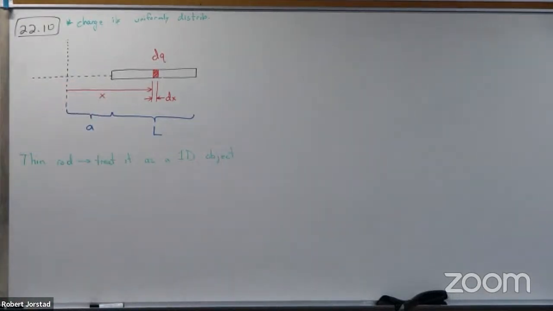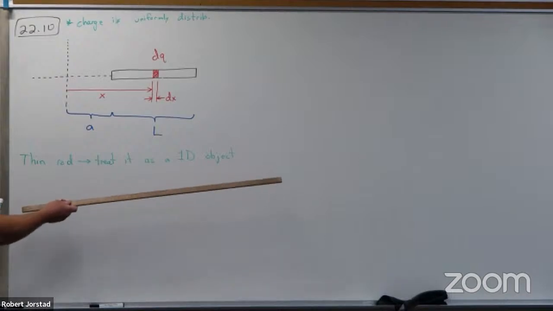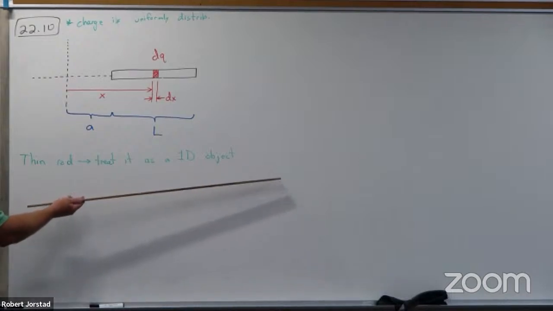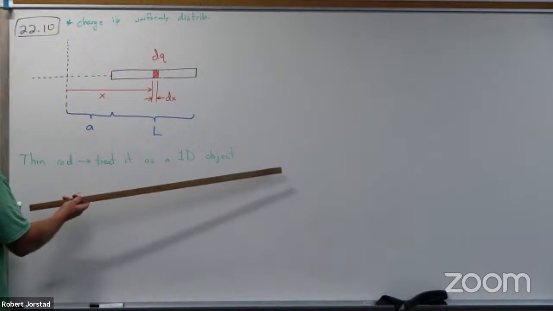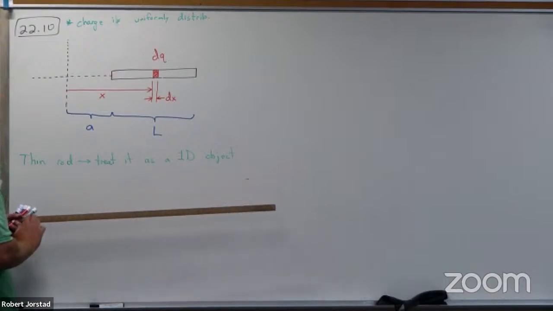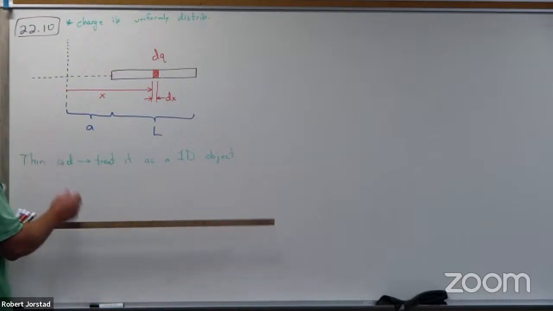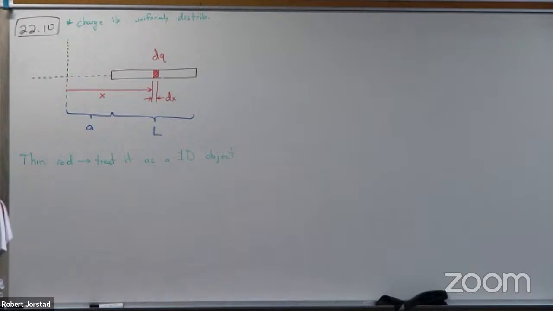Obviously, this meter stick is not a 1D object, okay? This meter stick has 3 dimensions, but what we're going to do is we know all that really matters, and you'll see when the math works out, we can treat it as a 1D object and have this work out. All right? Where do I want to go next?